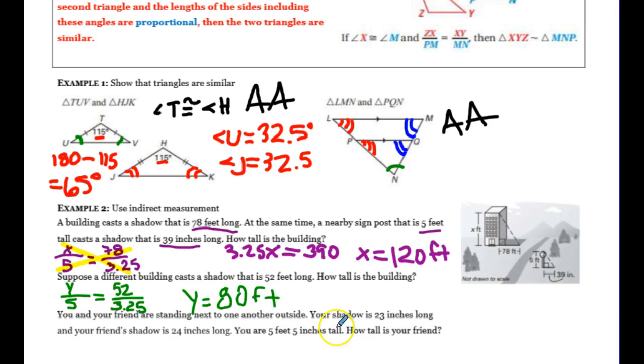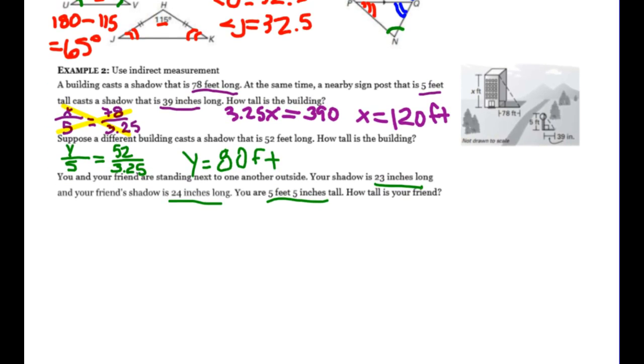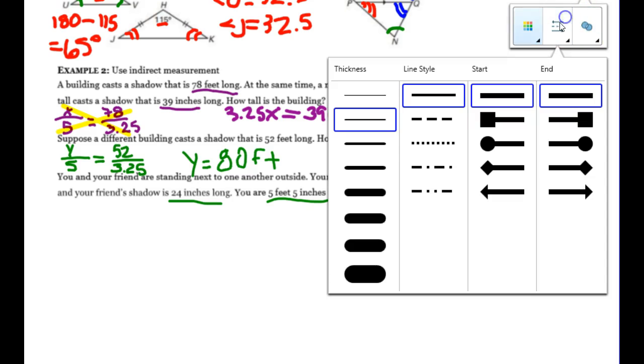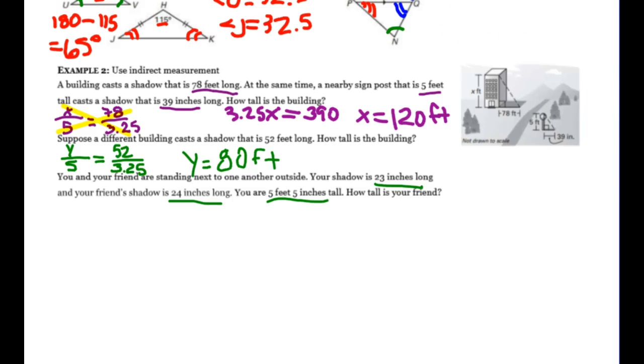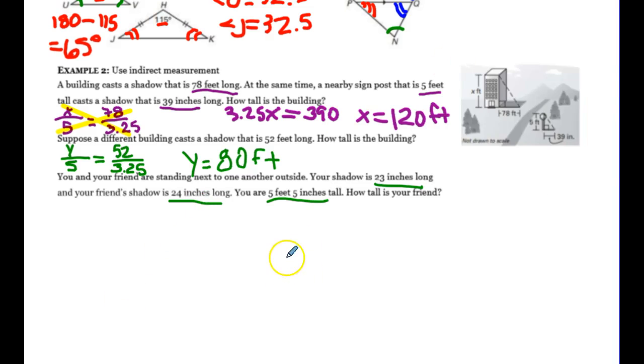All right, last part of example 2. You and your friend are standing next to one another, and your shadow is 23 inches long, and your friend's shadow is 24 inches long, and you are 5'5". So how tall is your friend? So we need to set up an inequality, and I would go ahead and convert everything into inches. That would just make it easier for me, in my opinion. And then once we convert everything into inches, we can convert it back into feet and inches.